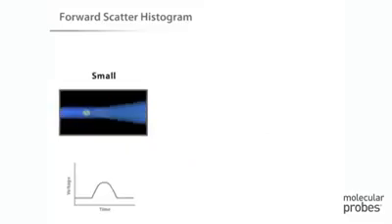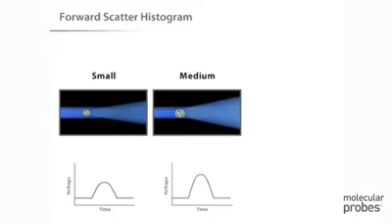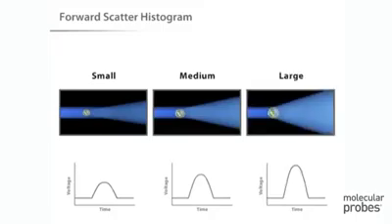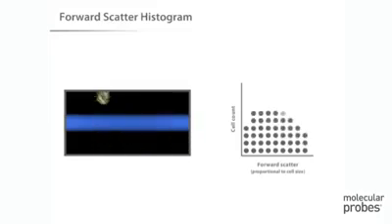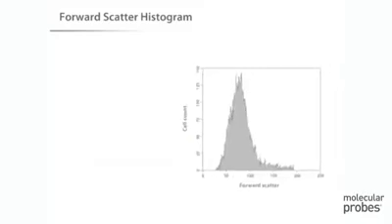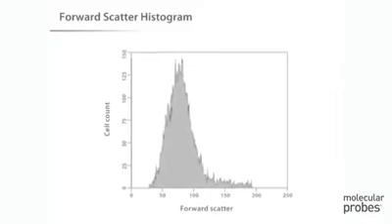Because small cells produce a small amount of forward scatter and large cells produce a large amount of forward scatter, the magnitude of the voltage pulse recorded for each cell is proportional to the cell size. If we plot a histogram of these data, smaller cells appear toward the left, and larger cells appear toward the right. A histogram of forward scatter data is a graphical representation of the size distribution within the population, but such a graph only presents one-dimensional data.